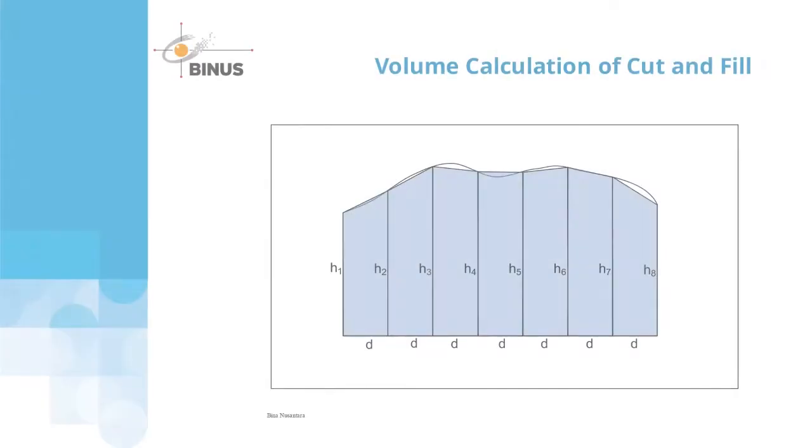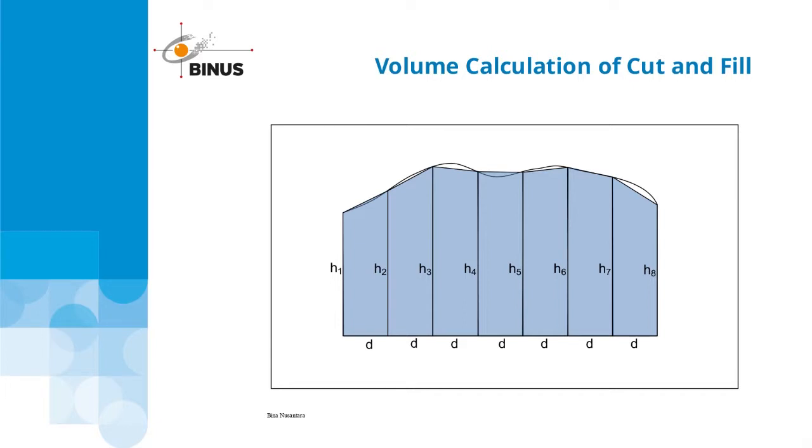To calculate the volume of cut and fill in a highway project or a railway project, first, we need to calculate the area of each of the cross-sections using the formula from the previous session. You can use the trapezoidal approach or the Simpson approach.